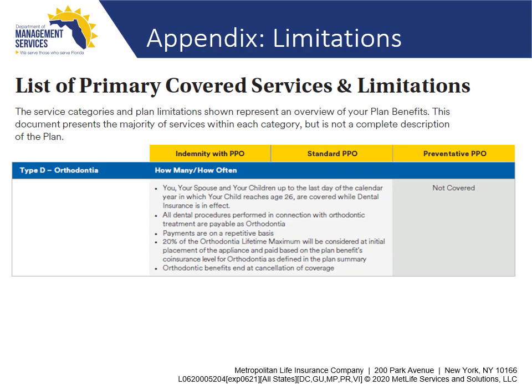You, your spouse, and your children up to the last day of the calendar year in which your child reaches age 26 are covered while dental insurance is in effect. All dental procedures performed in connection with orthodontic treatment are payable as orthodontia. Payments are, on a repetitive basis, 20% of the orthodontia lifetime maximum, will be considered at initial placement of the appliance and paid based on the plan benefits coinsurance level for orthodontia as defined in the plan summary. Orthodontic benefits end at cancellation of coverage. Type D services are not covered under the preventive PPO plan.